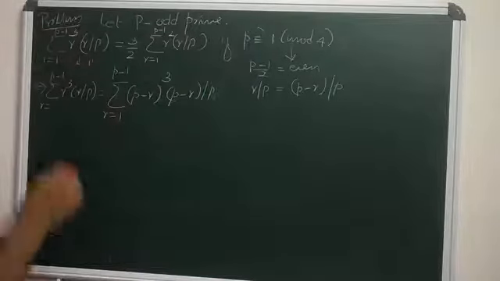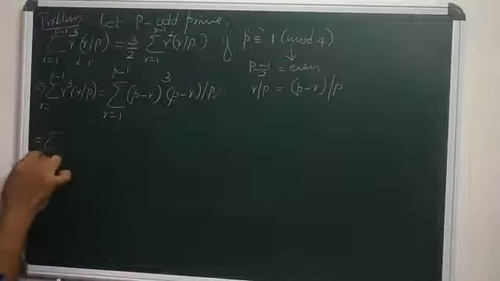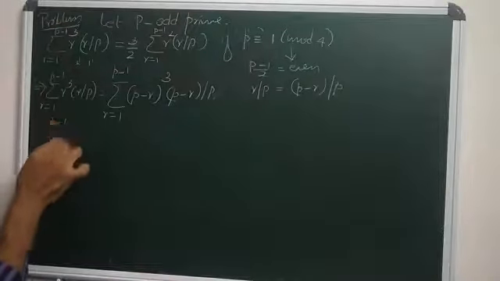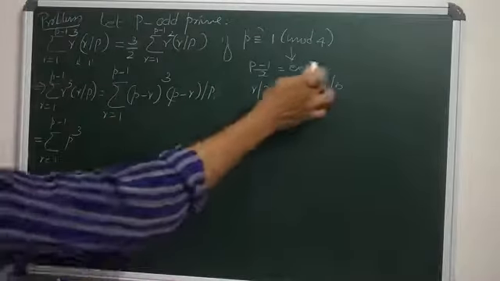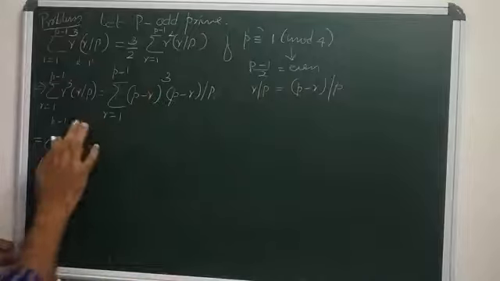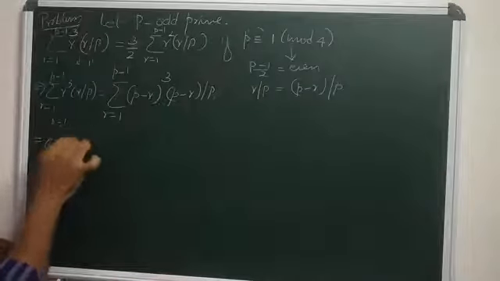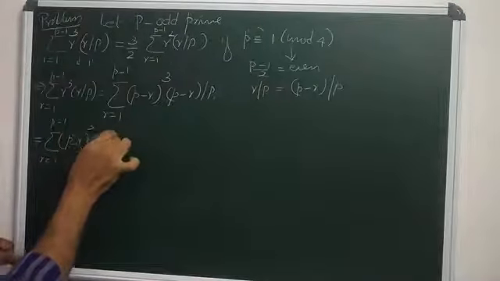P minus R by P. So that equals sigma R ranges from 1 to P minus 1, P cube into P minus R by P. From here, what is P minus R by P? It is R by P itself. So it is again one more, P minus R whole cube into R by P.